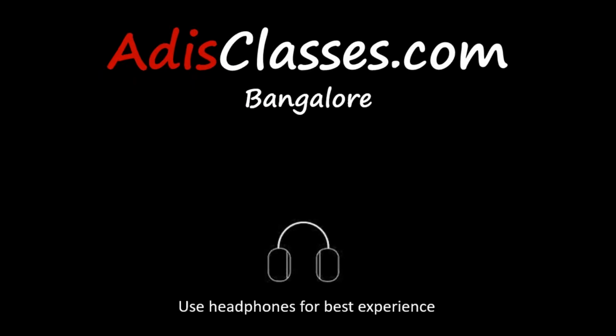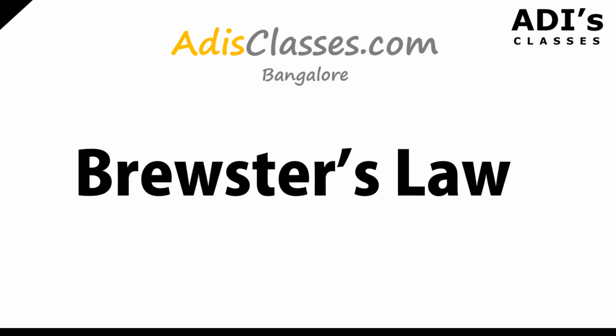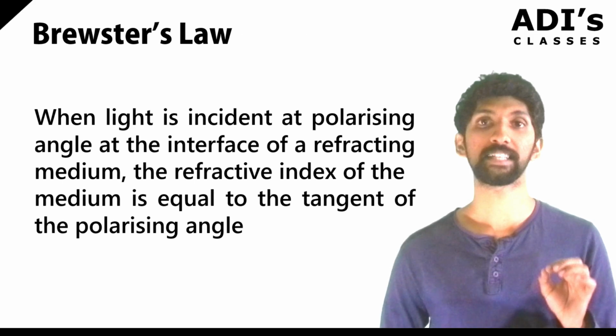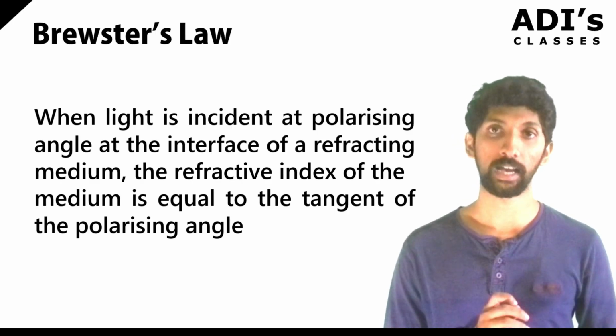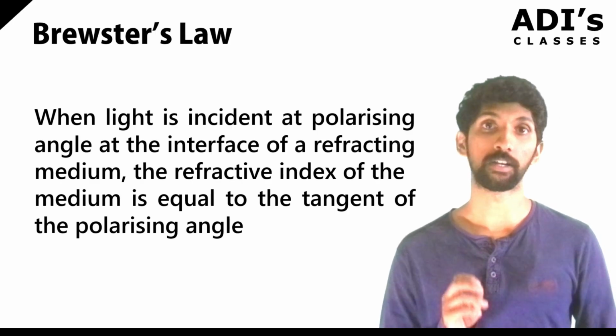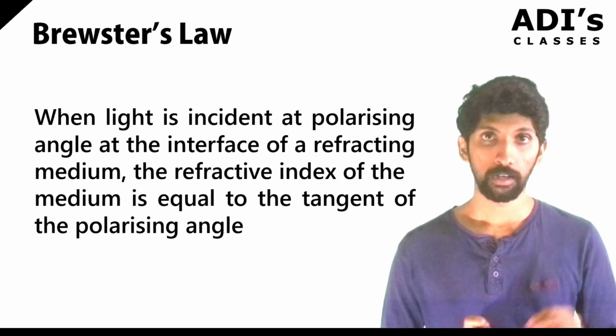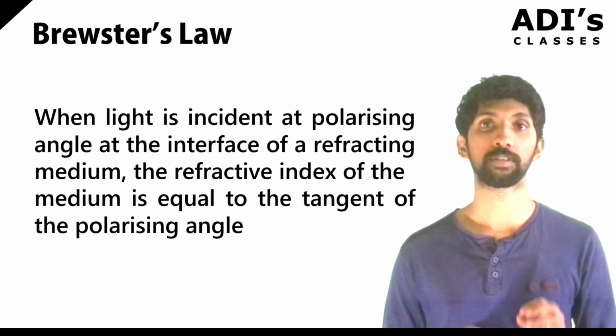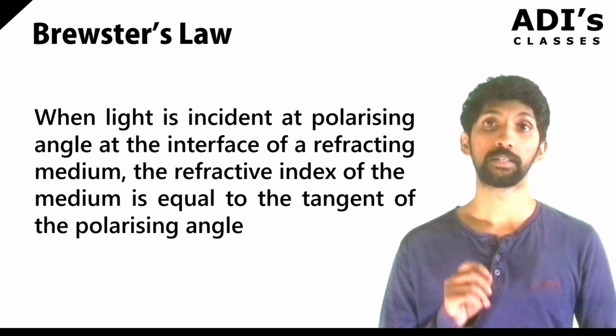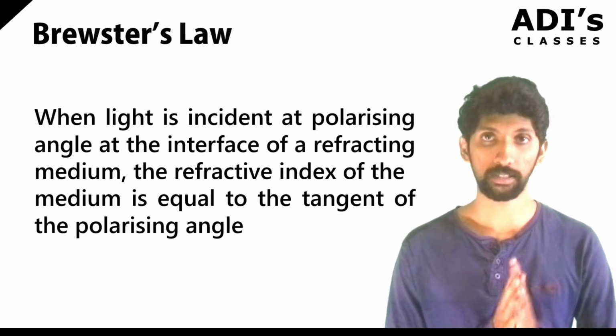If we have to know the relation between the refractive index of a medium and the polarizing angle, we have something called Brewster's law. What the law states is, when light is incident at the polarizing angle at the interface of a refracting medium, the refractive index of the medium is equal to the tangent of the polarizing angle.